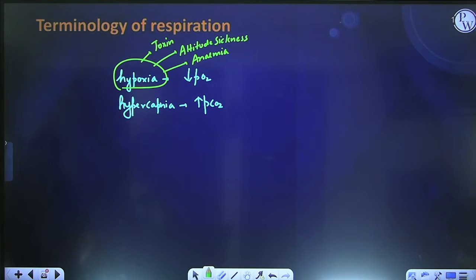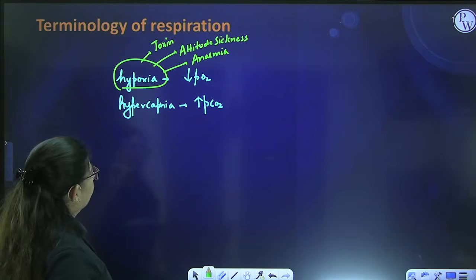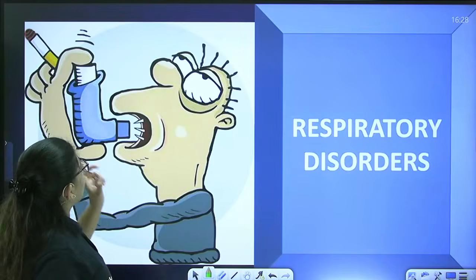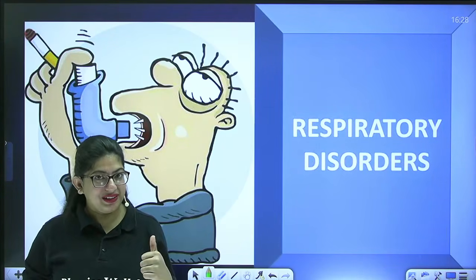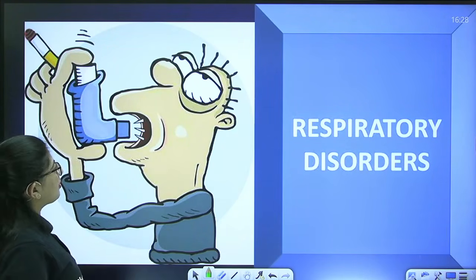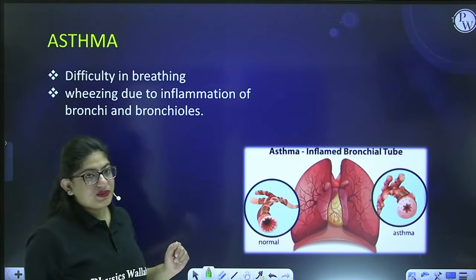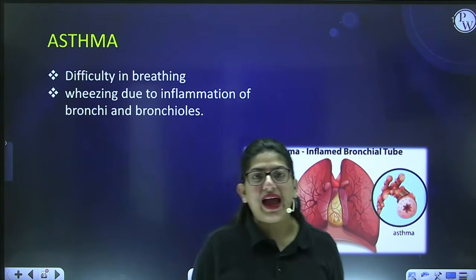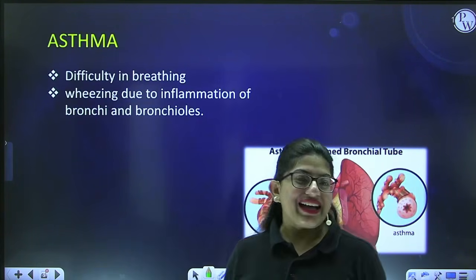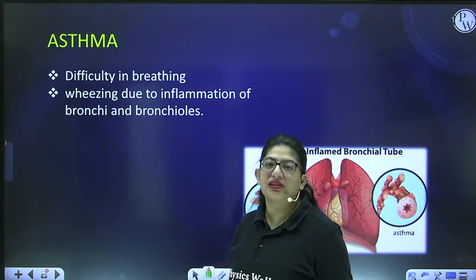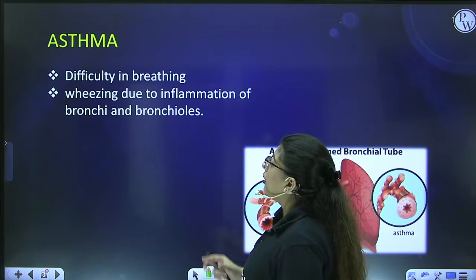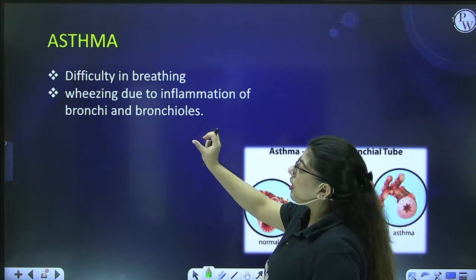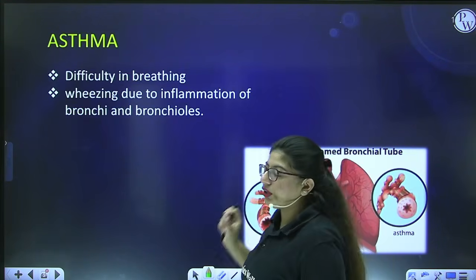All right. Let's move further and talk about the disorders. Now, why did I explain hypoxia? Because that will be important in disorders. All right, my dear students. First is asthma. You must have heard of asthma. In English, we say asthma. In Hindi, we say asthma. Asthma is difficulty in breathing and there is a wheezing sound due to inflammation of bronchi and bronchioles.